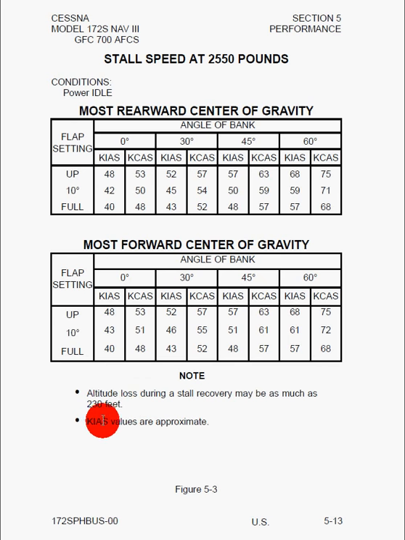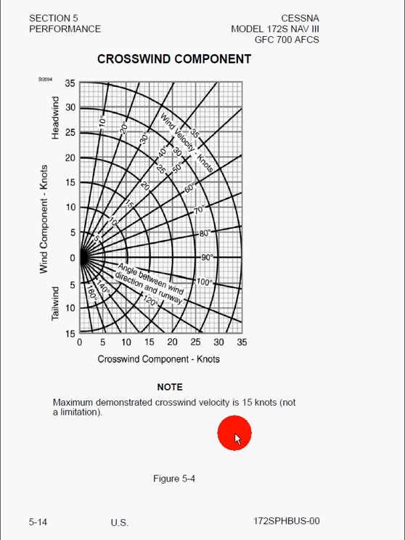Here we can see the crosswind component. Basically what this does is allow us to compute what will be the component of crosswind when we take off or land at our departure or destination airport. And we can do that on the ground.